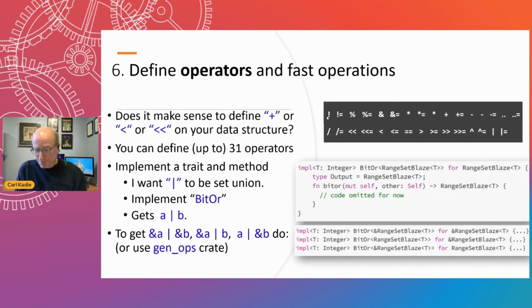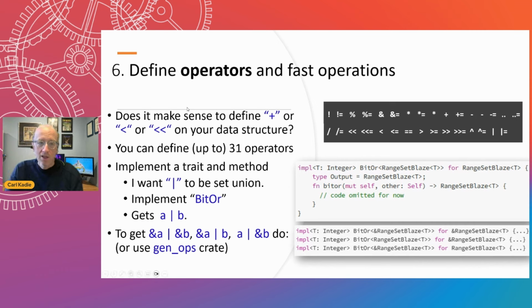Rule six, I found some of the most fun. Once you have a data structure, you can think about what operations and operators are appropriate for it, and then you can do anything you want. So given your data structure, you can ask yourself, does it make sense to define a plus operation between two instances of your data structure? Does it make sense to define less than for it or shift? But you don't have to use any of these symbols. You can use these symbols to be anything you want. And in fact, there's 31 possible operators that Rust lets you define on your own data structure. And if any of them seem appropriate for your data structure, you can define them.